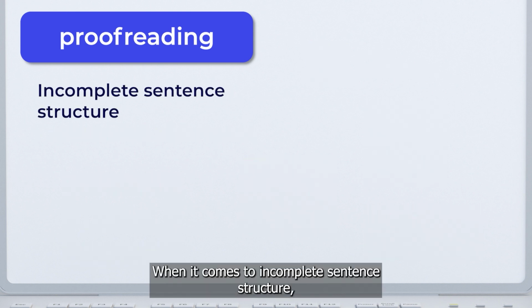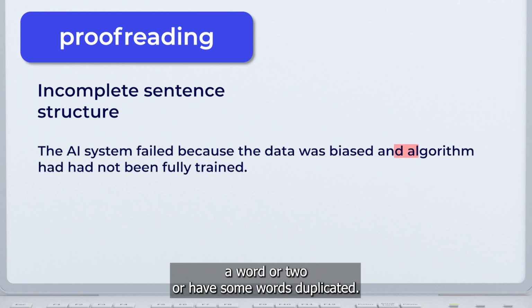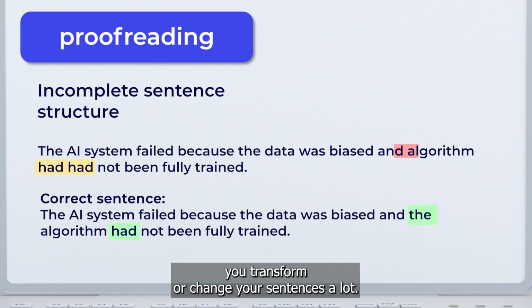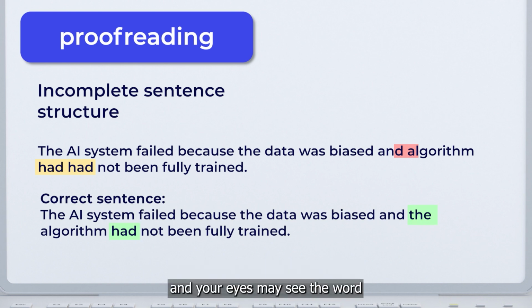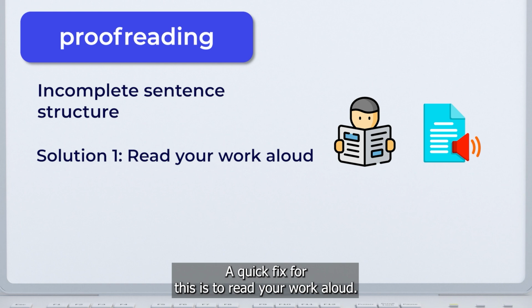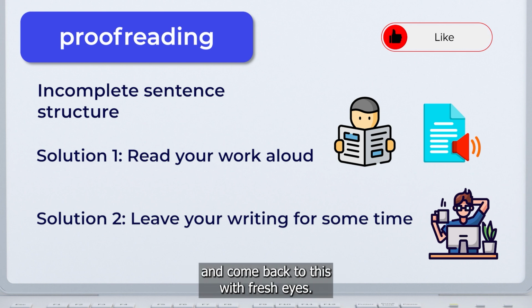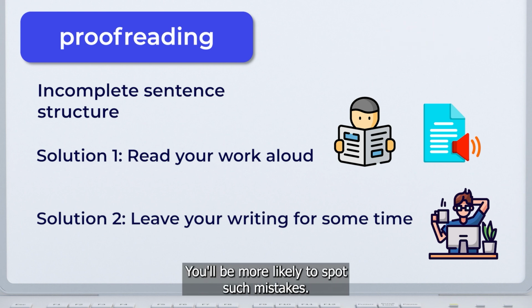When it comes to incomplete sentence structure, here we talk about sentences that sometimes maybe miss a word or two, or have some words duplicated. This often happens when you transform or change your sentences a lot. Your brain and your eyes may see the word, but it's not actually there. It's just in your brain. A quick fix for this is to read your work aloud. You will notice that something is not right when you hear it. Another method is to leave your writing for some time and come back to this with fresh eyes. You'll be more likely to spot such mistakes.